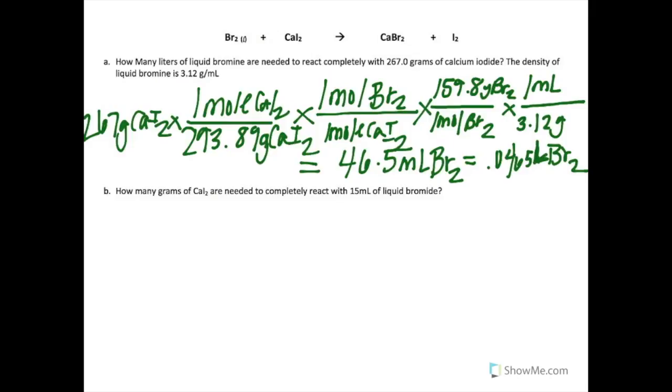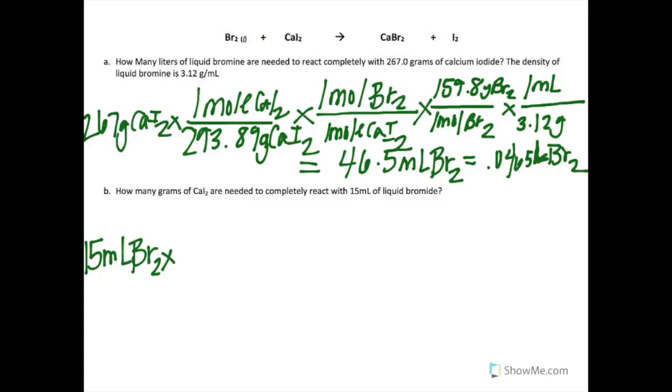So now we showed how to go from grams to milliliters or grams to liters. How about if we start off with milliliters? So the next question says how many grams of calcium iodide are needed to completely react with 15 milliliters of liquid bromide. So if we're starting off with 15 milliliters of bromide, now here we have milliliters, but we are trying to get to grams of calcium iodide.